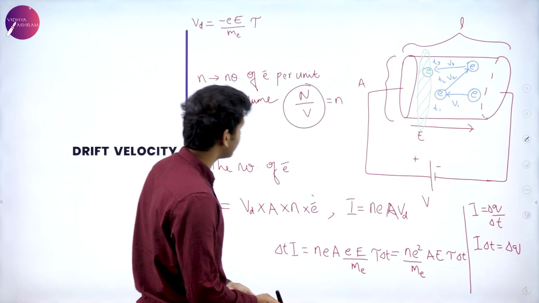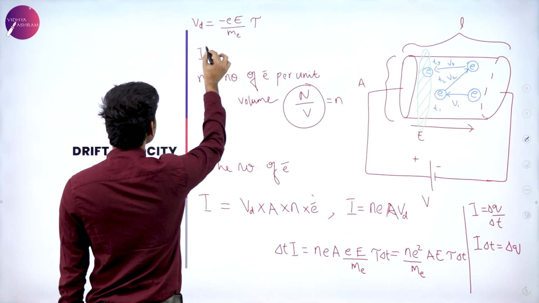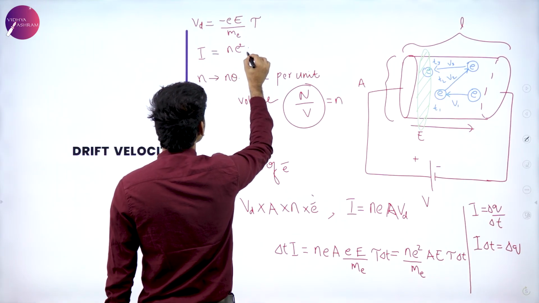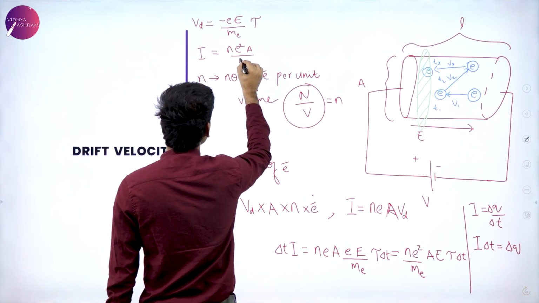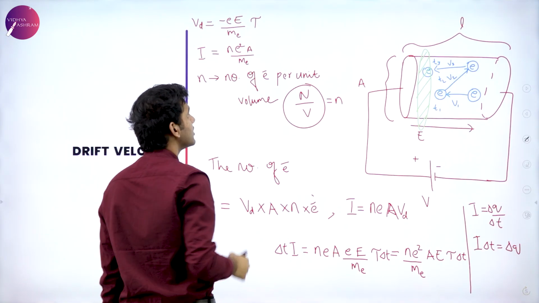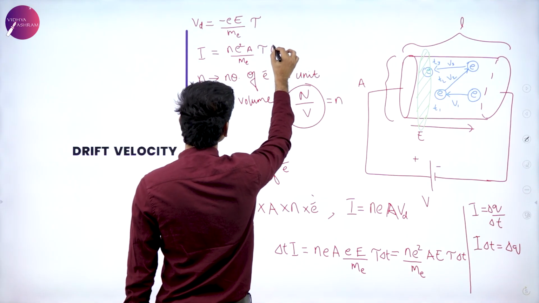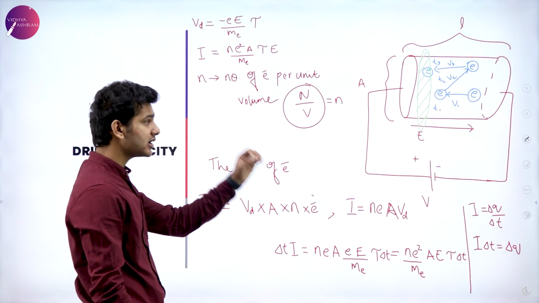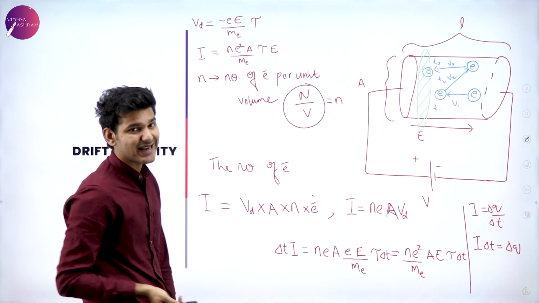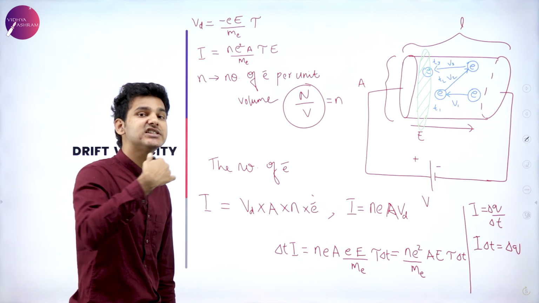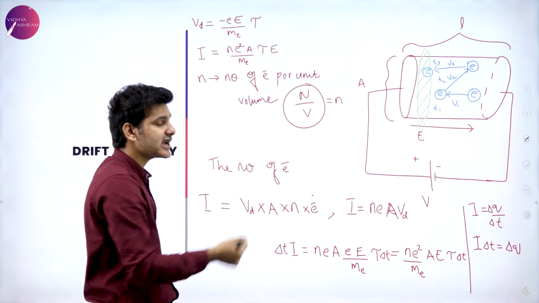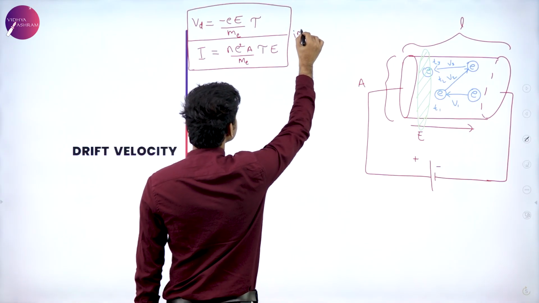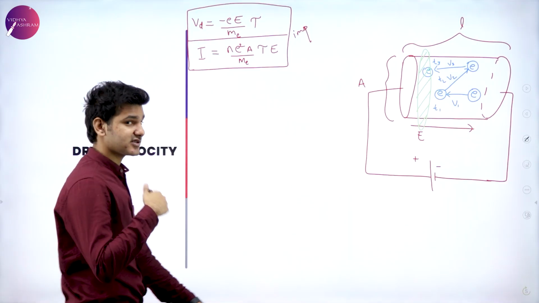So we can just write I is also equal to N E square A divided by mass of the electron, N E into tau times E. So this will give you the current flowing through that particular conductor. If you multiply that by del T, it will give you the amount of charges flowing through that particular area in unit time. That is the difference. So these are two important equations you have to remember.